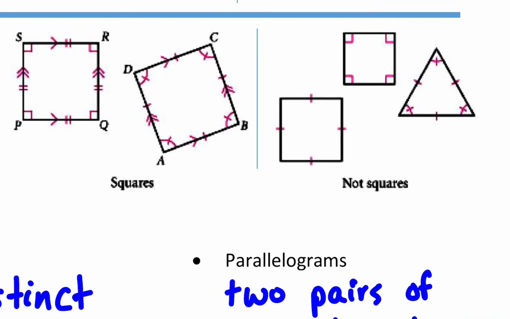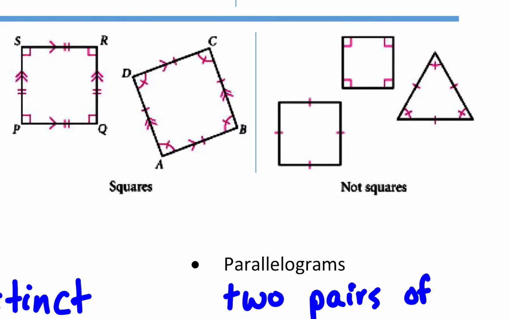Our last special quadrilateral here is a square. What I notice about these squares is that all the angles here are right angles, but here it just says that they're all congruent. These are parallel and those are parallel, and all four sides are congruent. So parallel, parallel, and all four sides are congruent.